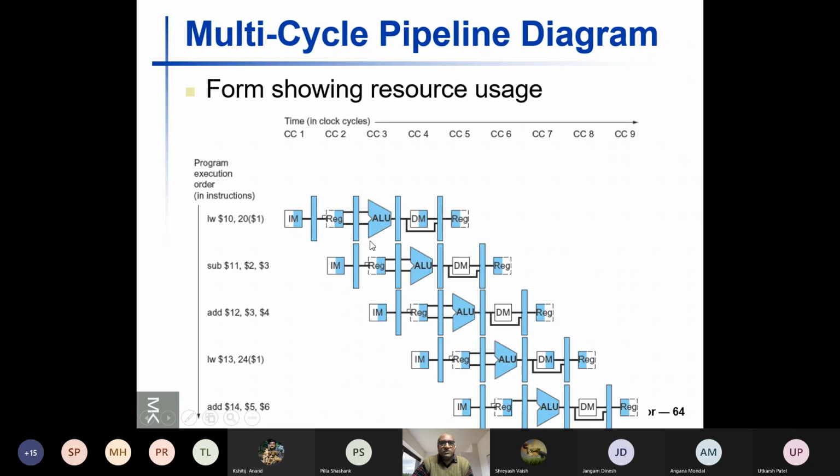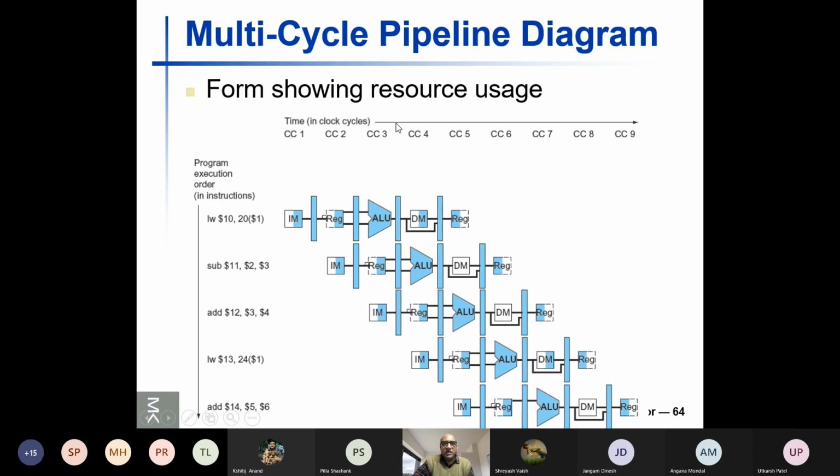By looking at this kind of representation, one can see that these are the clock cycles. This is the time, clock cycle 1, 2, 3, and so on. And here are the sequence of instructions entering into the pipeline. The first instruction entering is the load instruction, assuming it's cycle 1, and it will end by clock cycle 5. Immediately in the second cycle the next instruction enters, then the third instruction.